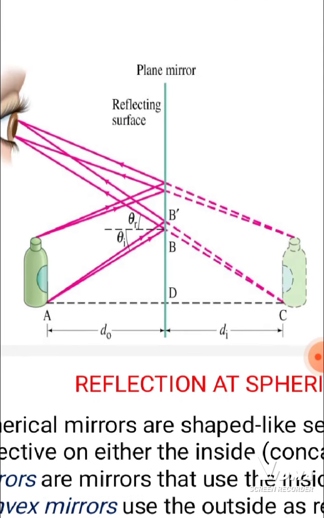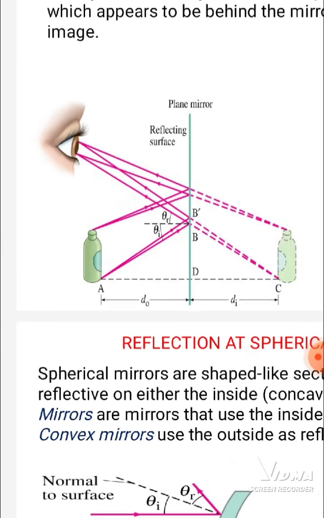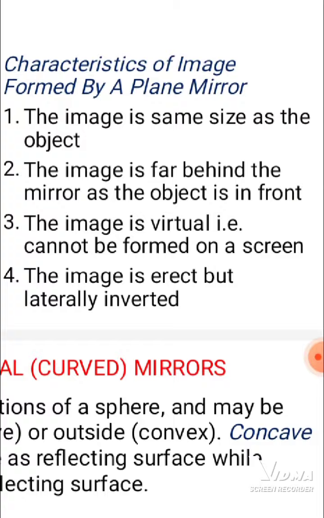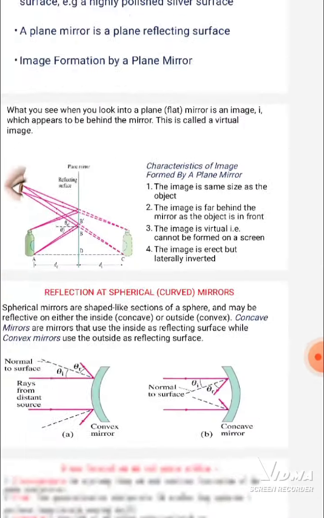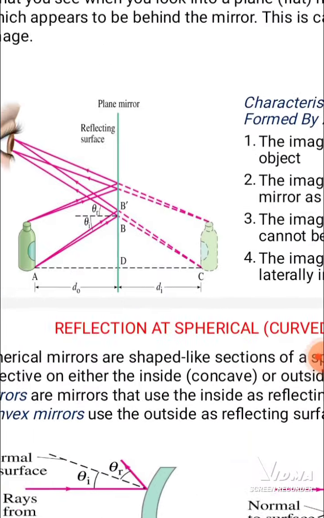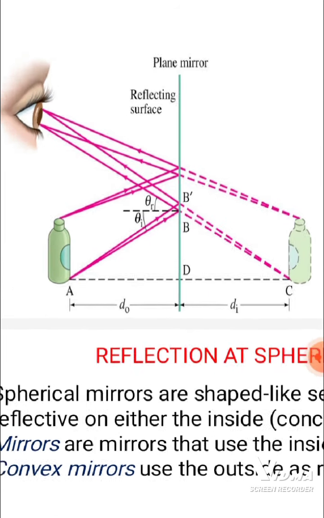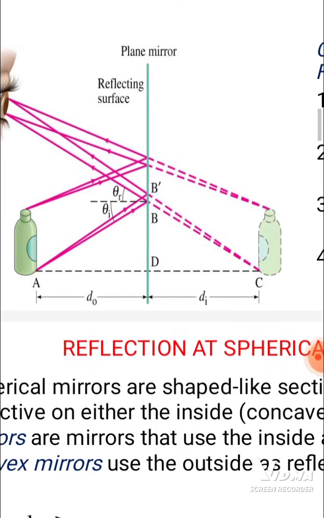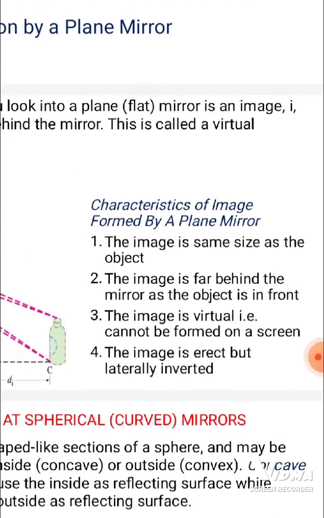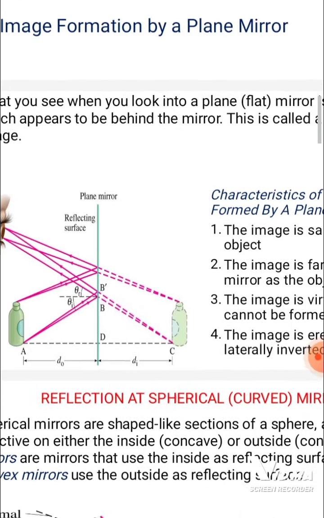The characteristics of the image formed by a plane mirror: number one, the image is of the same size as the object. As you can see, the image here is the same size as the object that is located on the other side of the plane mirror. That is the first characteristic. The second one is that the image is as far behind the mirror as the object is in front. So you have the object in front, then the image is behind the mirror.